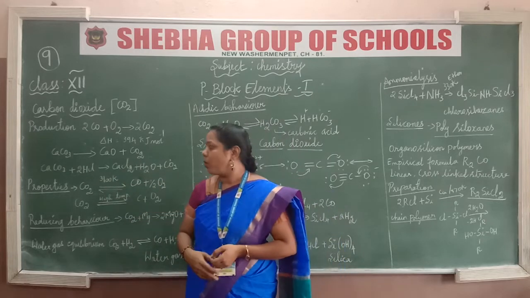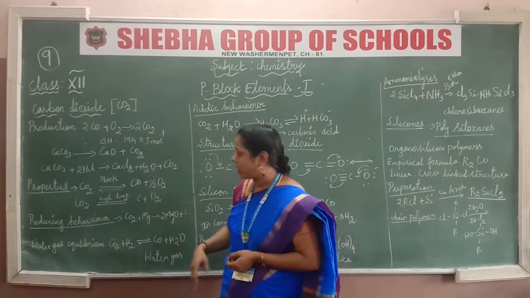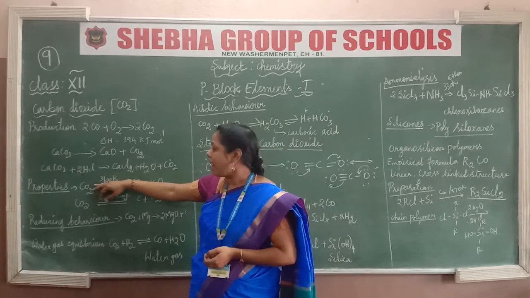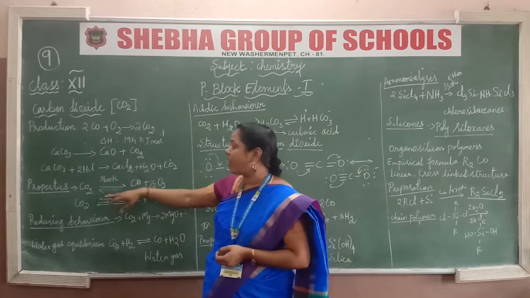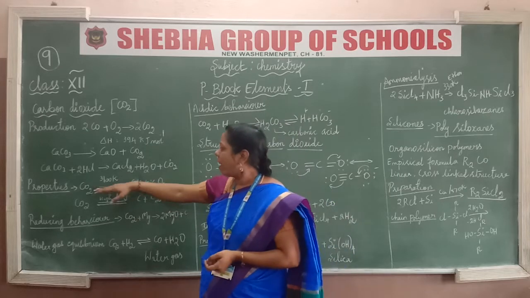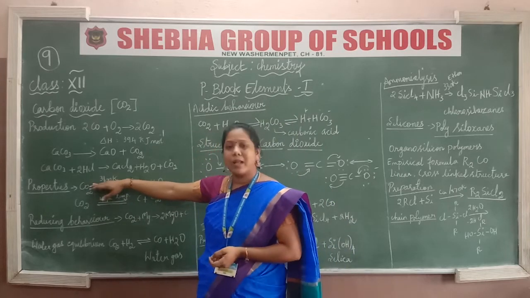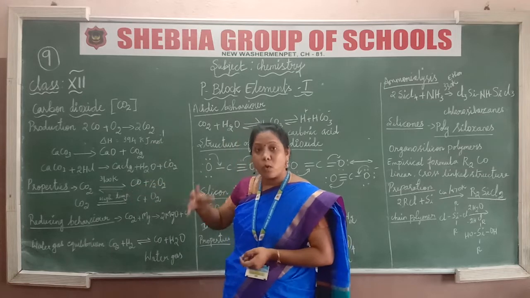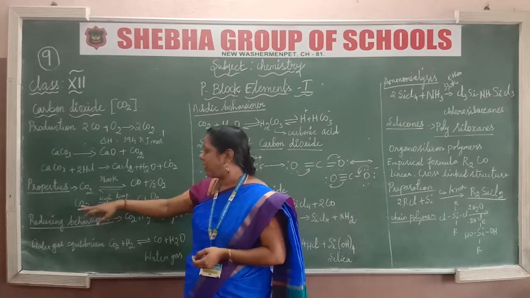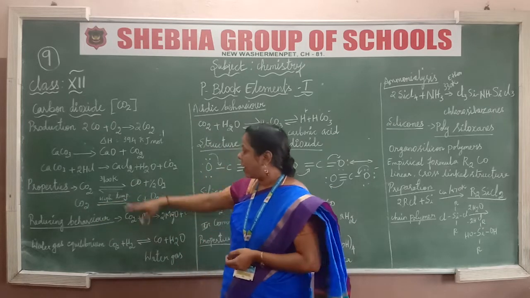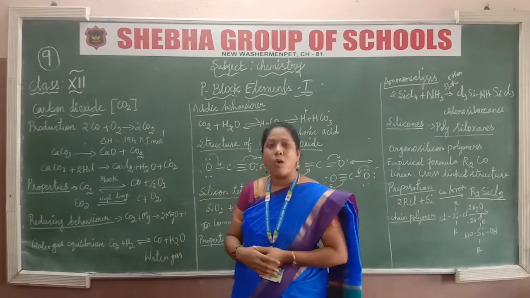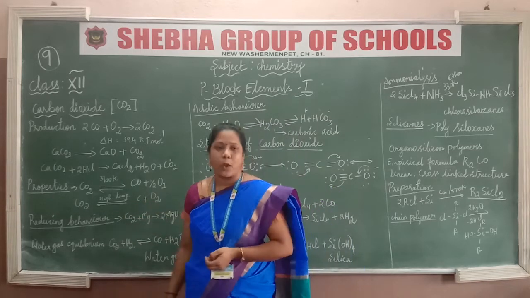Then go for the properties of carbon dioxide. For the properties, I am going to apply a temperature of 3100 Kelvin. This is one of the reversible reactions, so we can come again to the previous state. After 3100 Kelvin, we get carbon monoxide and half a molecule of oxygen. And at a higher temperature, more than 3100 Kelvin, we get carbon and oxygen. That is for the properties.